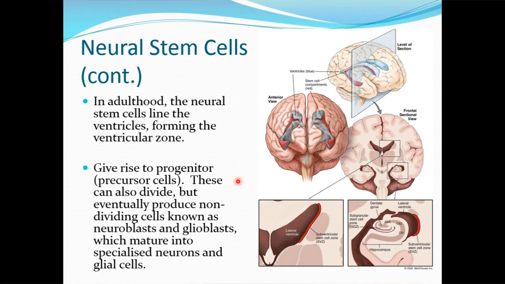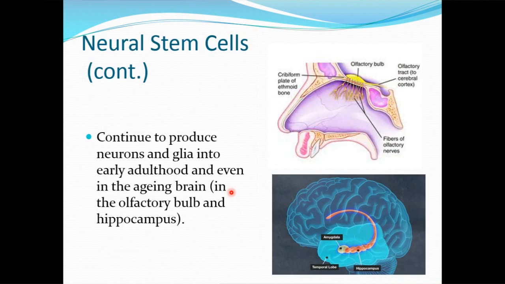And they give rise to progenitor or precursor cells. These can also divide, but eventually produce non-dividing cells known as neuroblasts and glioblasts, which mature into specialized neurons and glial cells. Okay. Now, these stem cells continue to produce neurons and glia even into early adulthood and even in the aging brain, but only in two places, in the olfactory bulb and in the hippocampus. Okay.